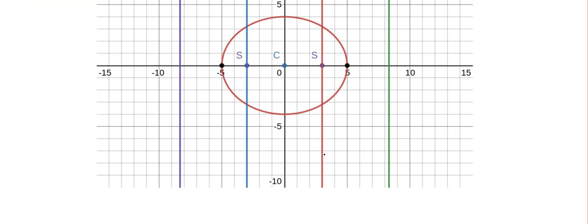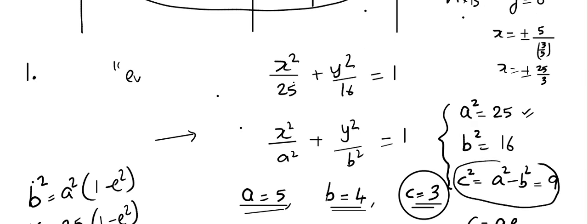Okay, so look at this. The center is 0, 0 as we found, and the foci are 3 comma 0 and minus 3 comma 0, and look, the vertices are 5 comma 0 and minus 5 comma 0, and we have the latus rectum x equal to 3, x equal to minus 3, and the directrix. That's it. So the length of the major axis is 10, and minor axis is, look, 8 units, etc. So that means our calculation is correct.